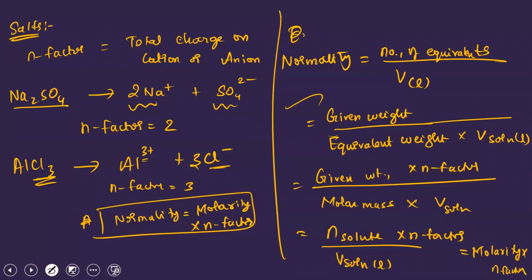Second step: given weight by equivalent weight. Number of equivalents is given weight by equivalent weight. Equivalent weight தான் நம்ம இப்ப கண்டுபிடிச்சோம்: molar mass by n factor. So this solution we are multiplying, அப்புறம் numerator denominator நம்ம அதை எக்ஸ்சேஞ்ச் பண்ணி அங்க போடுறோம்.